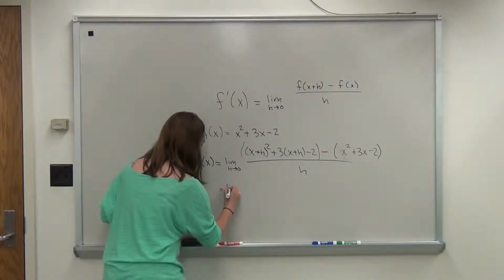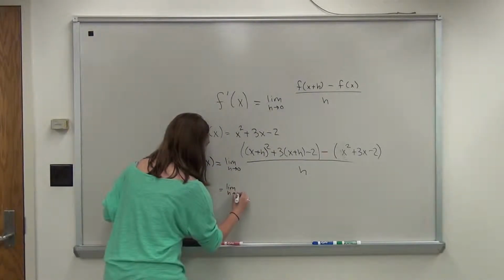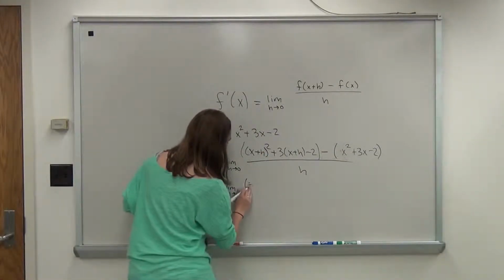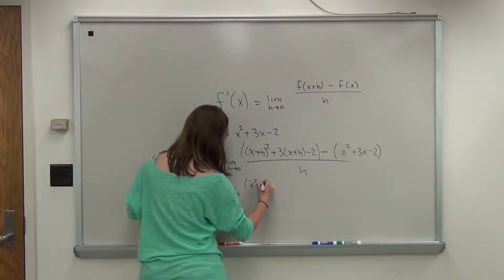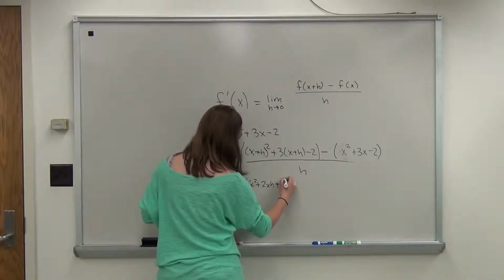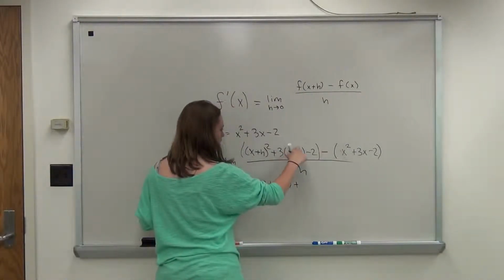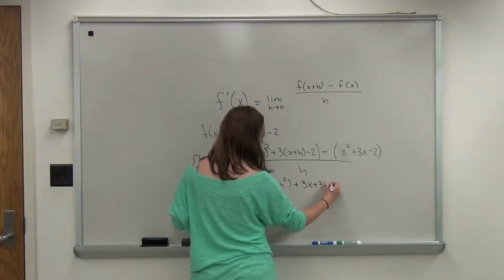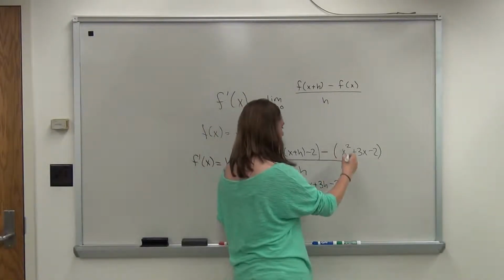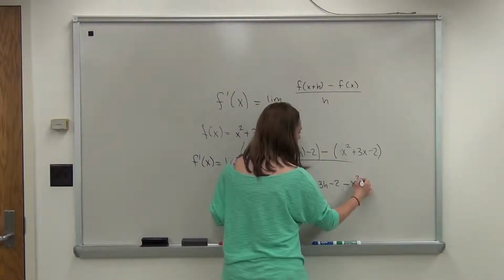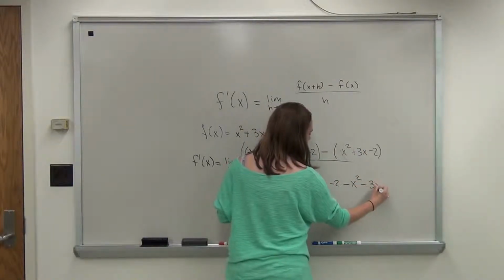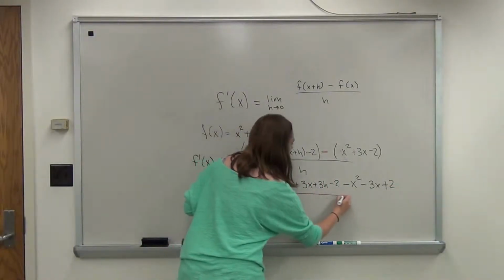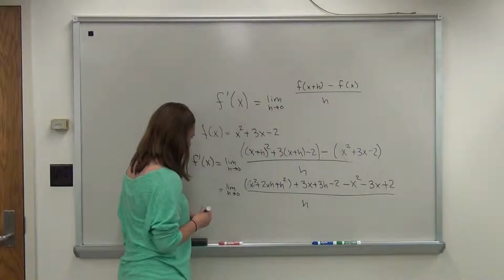So this is going to be equal to, this part we have to FOIL out, and we get x squared plus 2xh plus h squared plus this 3, we have to distribute this to both these terms as well, 3x plus 3h minus 2. Now this negative, minus x squared, we have to bring it to the 3, minus 3x, we have to bring it to the 2, which would make it a plus 2. All this divided by h.